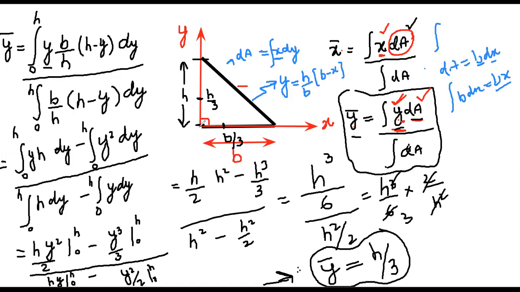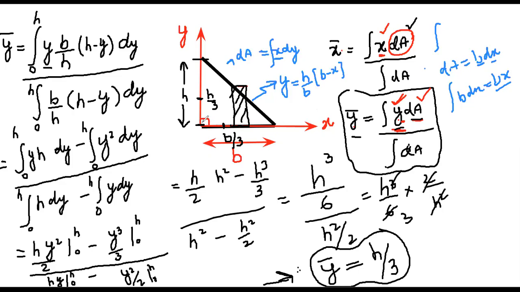So as far as the x coordinate is concerned, what you have to do now is take an area element, but you will be taking your area element now like this. Take this as your area element, repeat the steps as we have done here. You will obtain the x coordinate of the centroid will be b by 3.